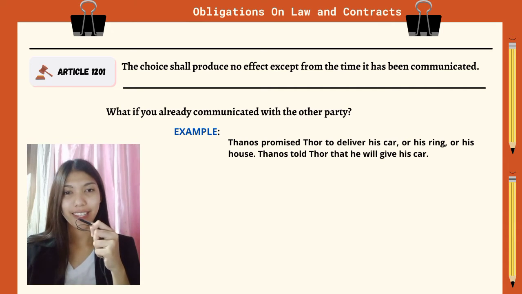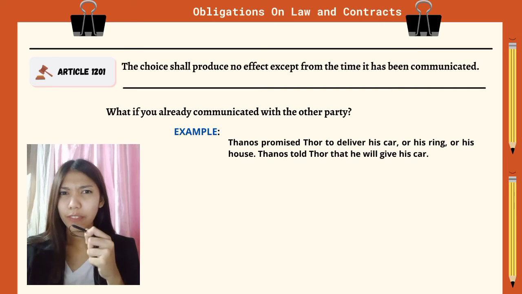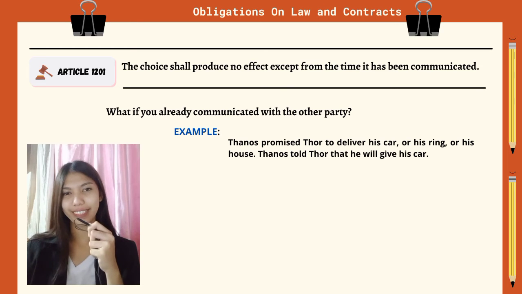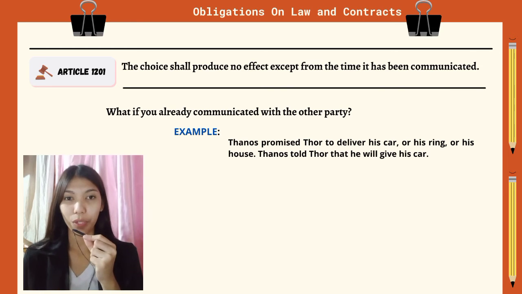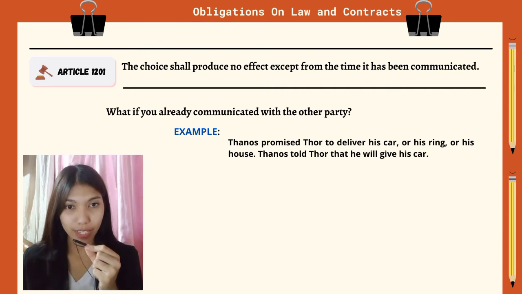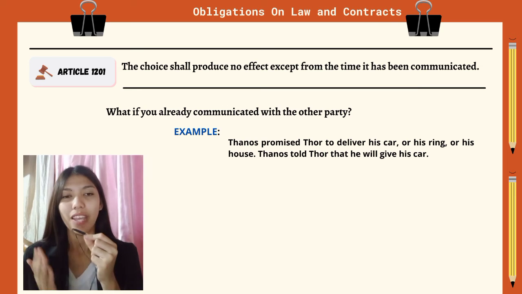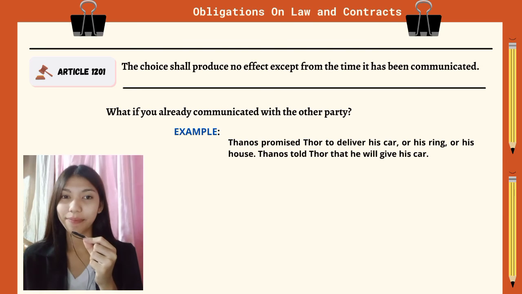So, in this case, it is still an alternative obligation. But what if you have already communicated it to the other party? Example: Thanos promised Thor to give his car or his ring or his house, and then Thanos told Thor that he will give his car to Thor. So, in this example, Thanos has already communicated what prestation he has chosen to deliver to Thor. So, what would then be the effect?